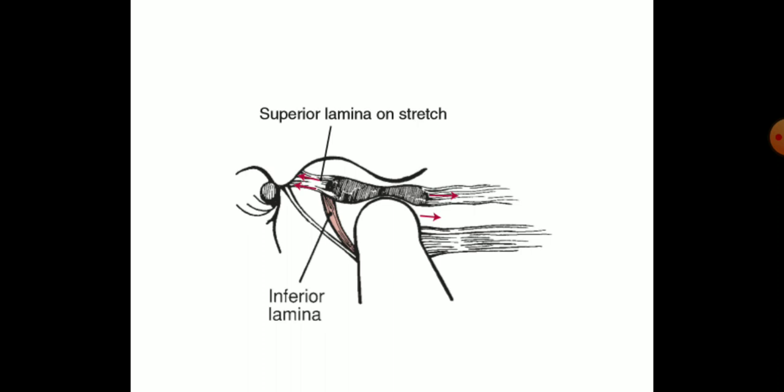This is what happens whenever we try to open the mouth. When we open our mouth, the condyles go for anterior translation. Along with that, the disc also translates anteriorly, and during this translation the superior lamina stretches to allow the disc to move anteriorly. When we close our mouth, because of the elasticity of the superior lamina, it recoils the disc back to its normal position.